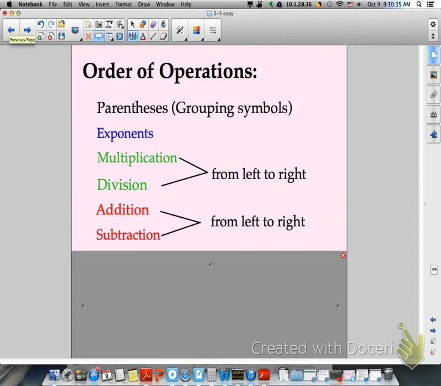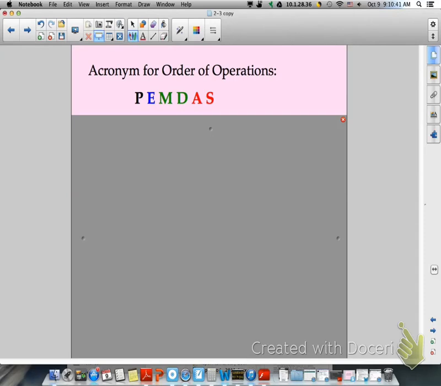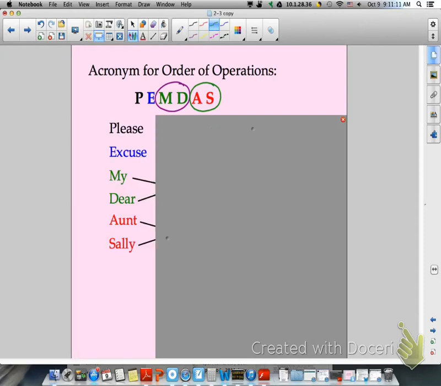Clear? Okay. So for the sake of coming up with an acronym, we say PEMDAS as if to say multiplication comes before addition. But if you look at it, they pretty much have the same value. You can look at those two together, going from left to right, and then you look at these two together, going from left to right. Now, the most popular: please excuse my dear Aunt Sally.